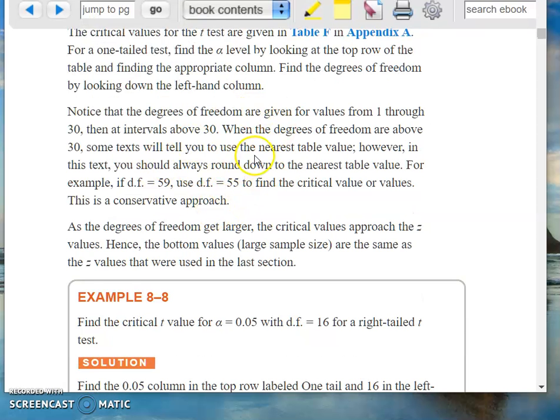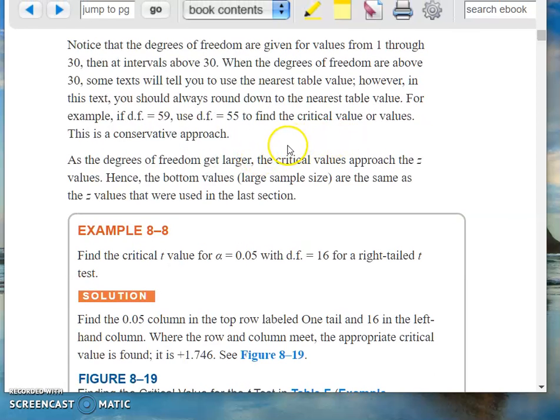All right, so I'm going to let you read that. It's very similar to what we did before in the confidence interval situation.